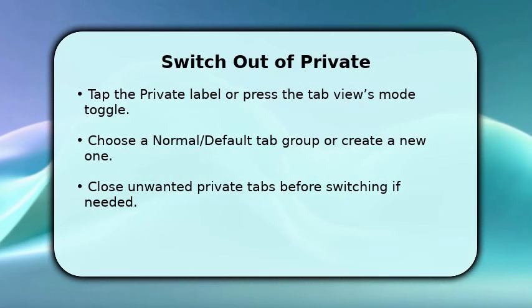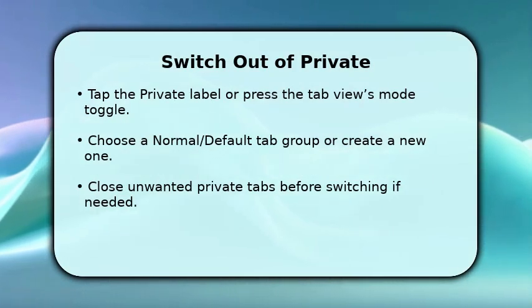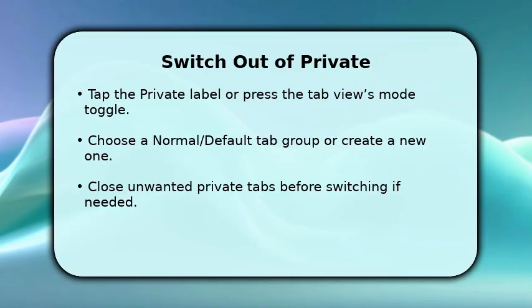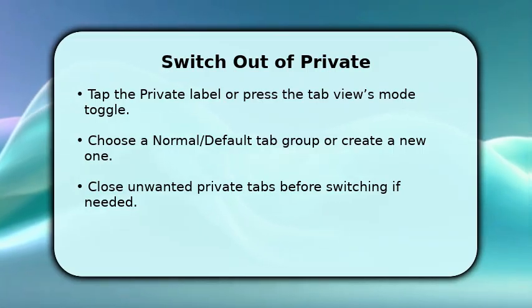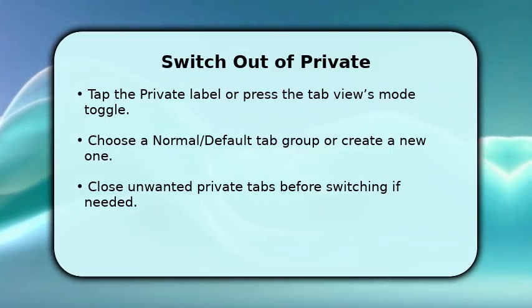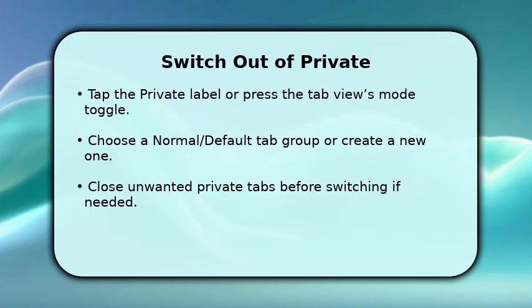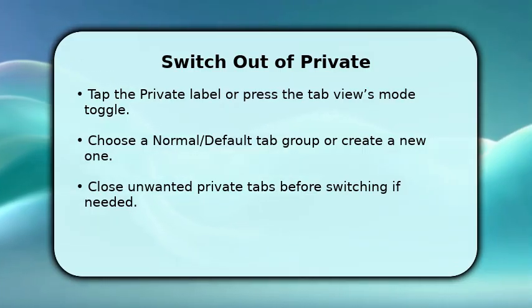Now change the mode. Tap the private label or the mode toggle within tab view to reveal normal or default tabs. You'll see options like Start Page or a specific tab group. Pick one to exit private mode. If you prefer, close any sensitive private tabs first by swiping them away, then switch.